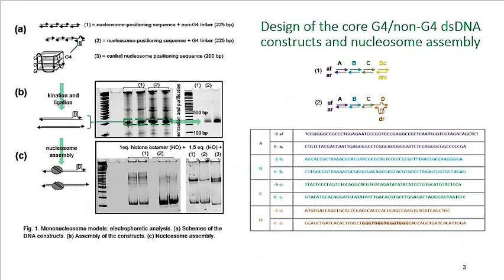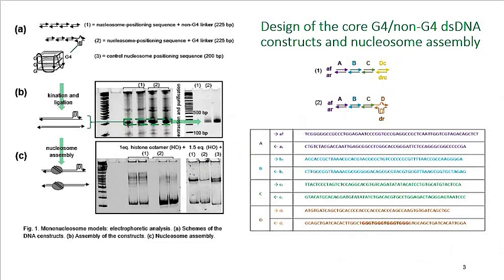First, we designed a DNA core sequence containing a nucleosome binding site and G4 or non-G4 linker DNA. The core sequence was assembled via kination and ligation of 55 base pair fragments. Then DNA was amplified and purified by extraction from agarose gel.